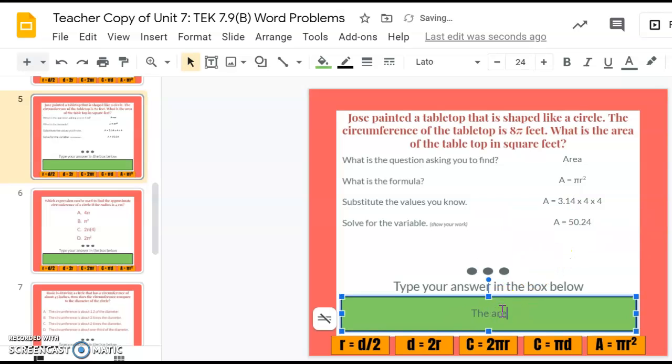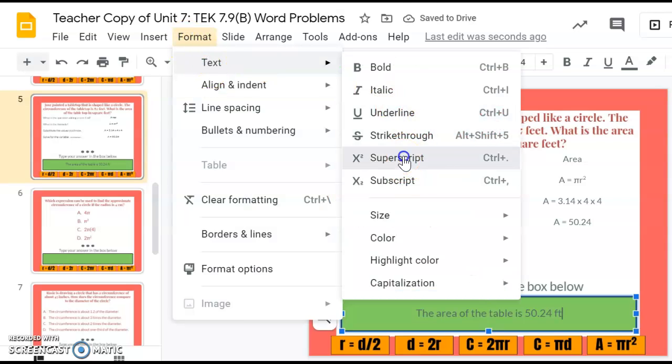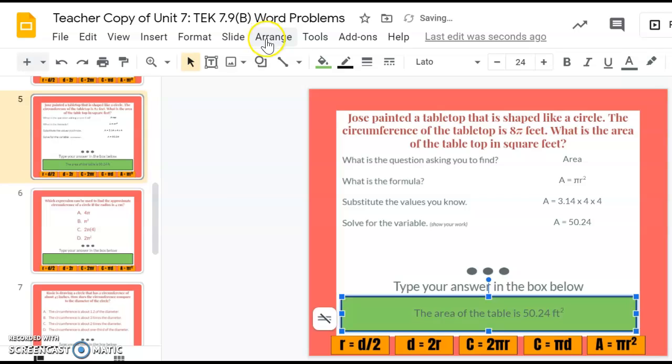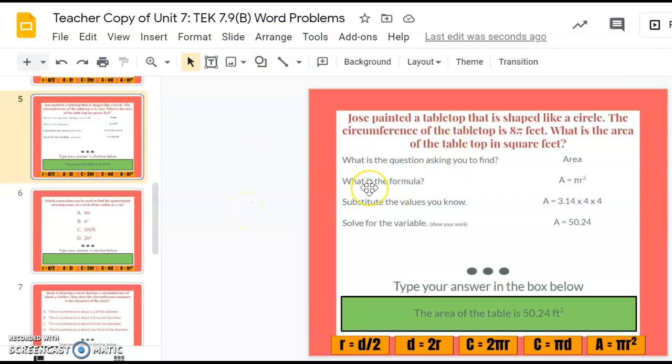So the area of the table is 50.24 feet. And then we go to format, text, superscript, squared. And then I can leave it at that. So that's what this was. When you first read it, it was like, wow, I've never seen this before. Which you haven't, because we actually haven't done it where we just left the pi symbol on there. That's pretty much what it is though.